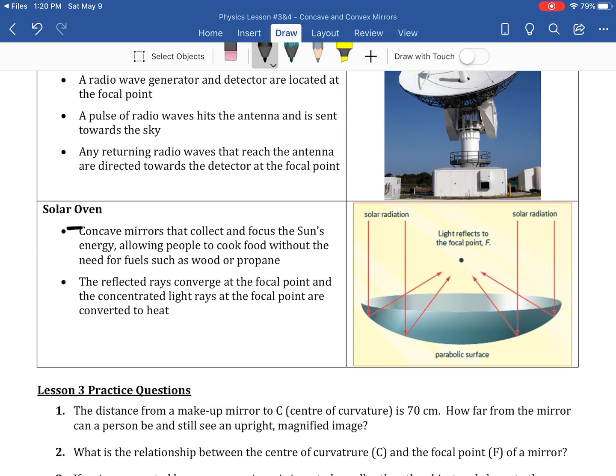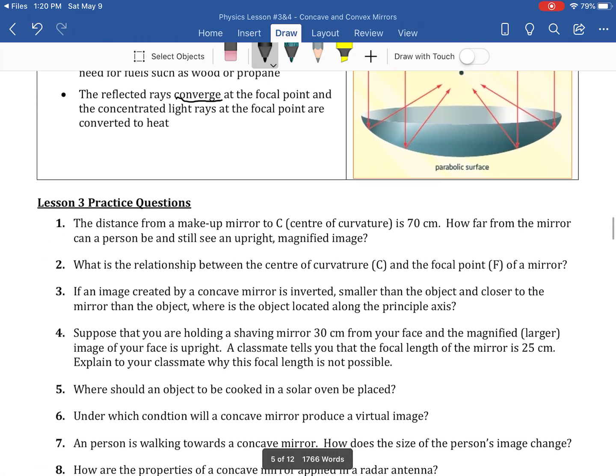Another application of a concave mirror is a solar oven. It's a concave mirror that collects and focuses the sun's energy, allowing people to cook food without the use of fossil fuels, say for example, wood or propane. Any reflected rays converge, remember another way of saying concave mirror is a converging mirror, at the focal point, and concentrated rays of light at the focal point are converted to heat.